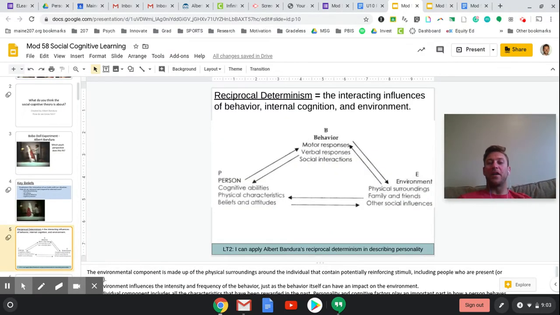So the first idea is reciprocal determinism. Reciprocal means that if I reciprocate, you gave me a gift, then I'm going to give you a gift back. You say please, and then I say thank you. In this, we have the person, the behavior, and the environment. All three of those interact constantly with each other. Depending on how the person reacts, the behavior is going to change. Depending on how the behavior changes, the environment around them is going to change.